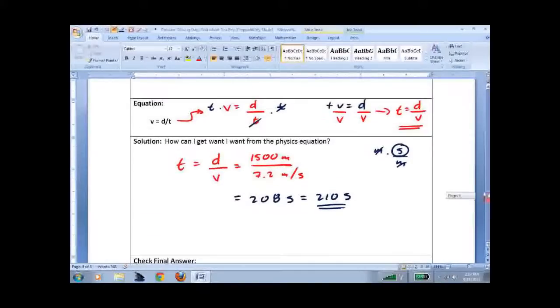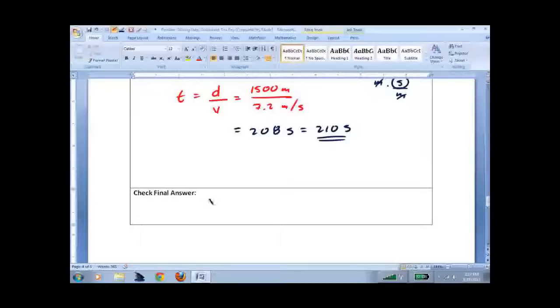This is a good time to check. We know that velocity equals distance over time. We know that he went 1,500 meters. We know it took approximately 210 seconds. There's going to be a rounding error here. And when I divide that, I get 7.1 meters per second. Like I said, there's a rounding error. We should add 7.2, so that's fine.